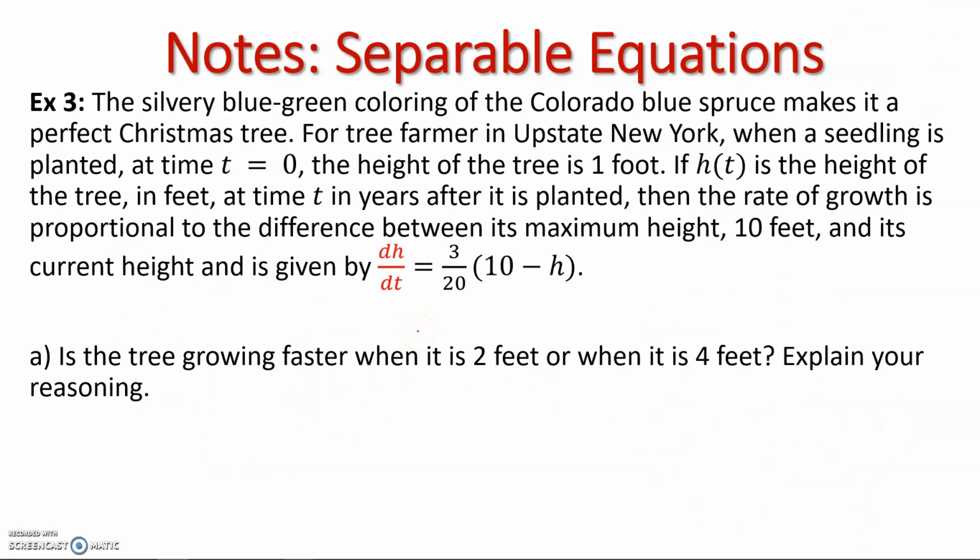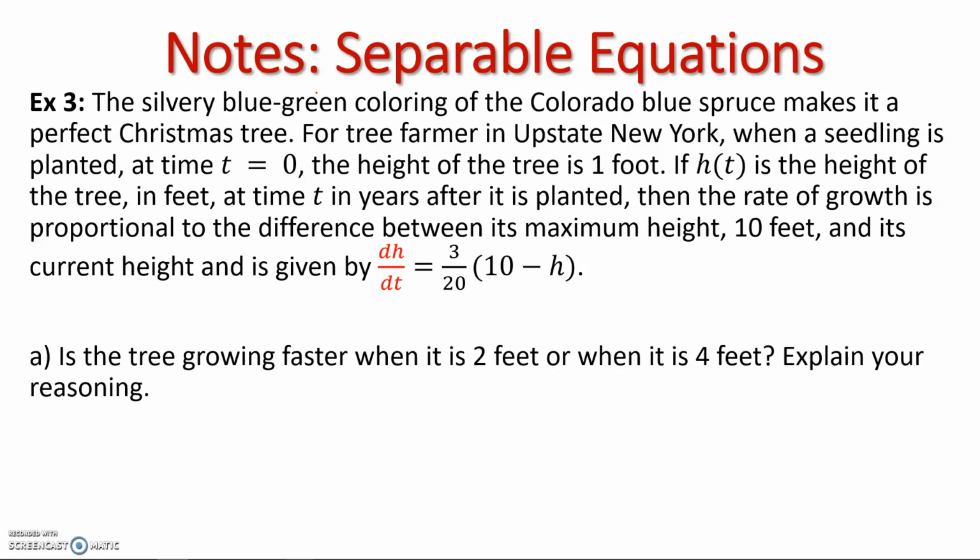All right, our last example here is example 3. The silvery blue-green coloring of the Colorado blue spruce makes it the perfect Christmas tree. For tree farmers in upstate New York, when a seedling is planted at time 0, the height of the tree is 1 foot. If h of t is the height of the tree in feet at t years after it is planted, then the rate of growth is proportional to the difference between its maximum height, 10 feet, and its current height, and is given by the differential equation dh/dt is 3/20 times (10 minus h).